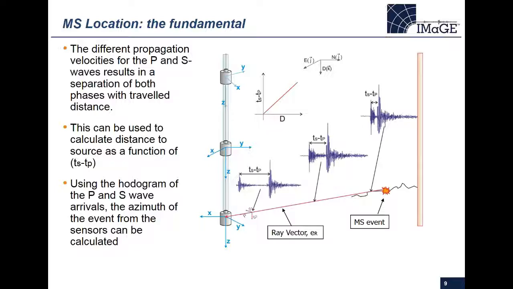But essentially, to locate a microseismic event, we're going to use the P and S wave arrivals. And the time between the two arrivals will help us calculate the distance from the receiver array. And the hodograms for both of these P and S wave arrivals will help calculate the azimuth to events. So both of these are things to QC, and we'll look at them in more detail here.